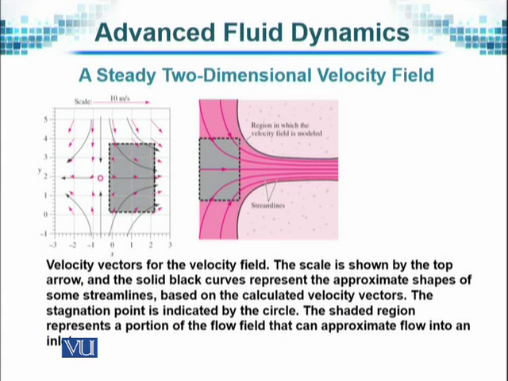Again, these pictures I have shown here are the same as in the previous slide. The same pictures, but with a little bit of explanation and further elaboration. The velocity vectors for the velocity field are as shown. The scale is again shown as 10 meters per second at the top, and the solid black curves represent the approximate shapes of some of the streamlines. So you can see these black curves showing the fluid flow, and these are based on the calculated velocity vectors.